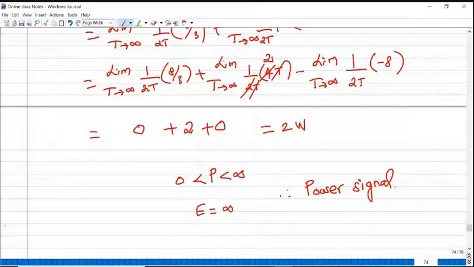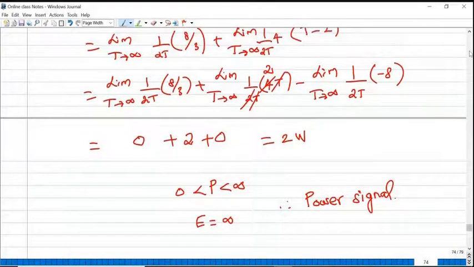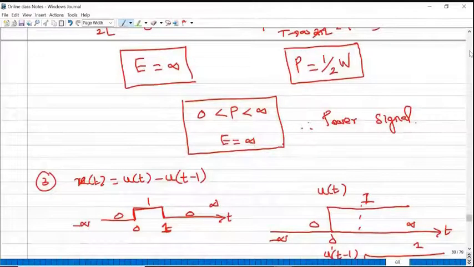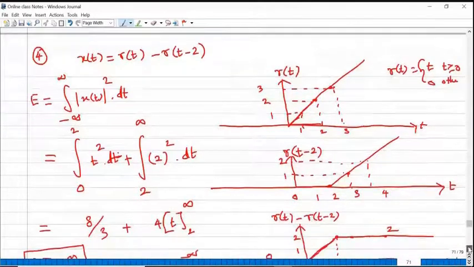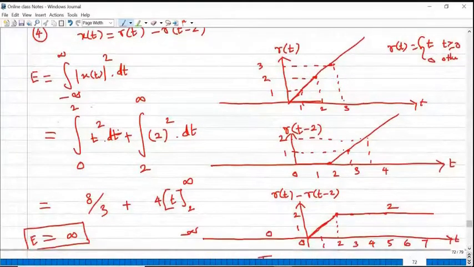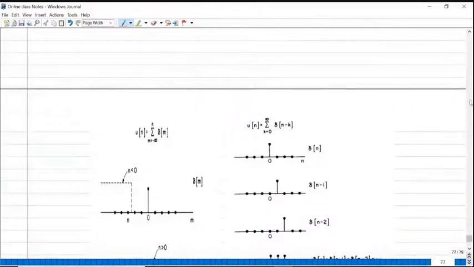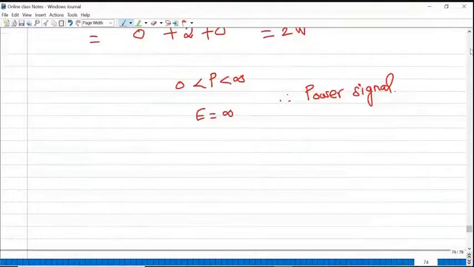Okay. So different types of problems we are solving. If the problem is given in terms of a simple signal sketch, u of t minus 1, then how to solve it? For r of t minus r of t minus 2, the integration you have to solve in two different limits, because 0 to 2 is one kind of function, and 2 to infinite is a constant magnitude of 2. So this is a two-step process. So I think we solved all the problems.